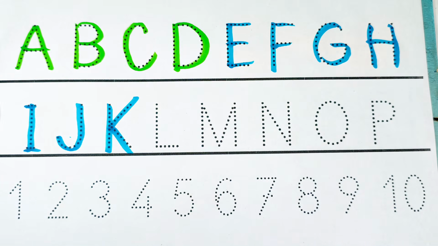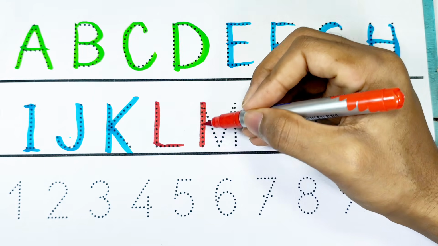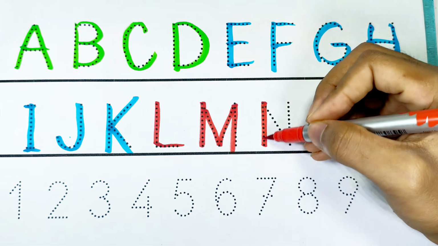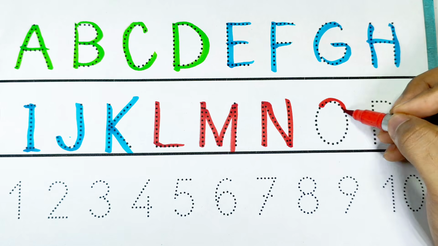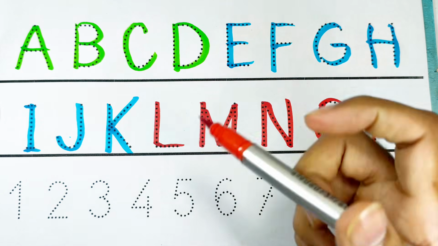K for kite. Red color. L. The next one is M. N for nose, N for nest. The next one is O. P. P for penguin. The next one is numbers.